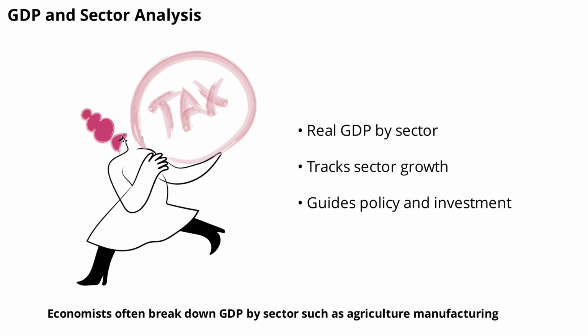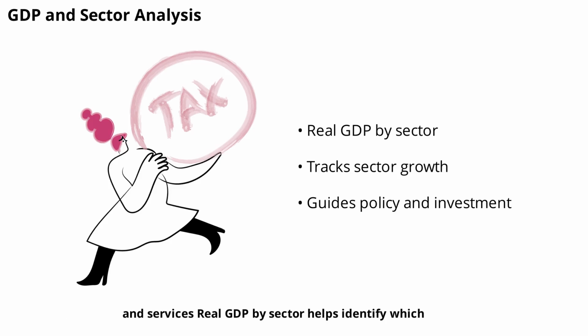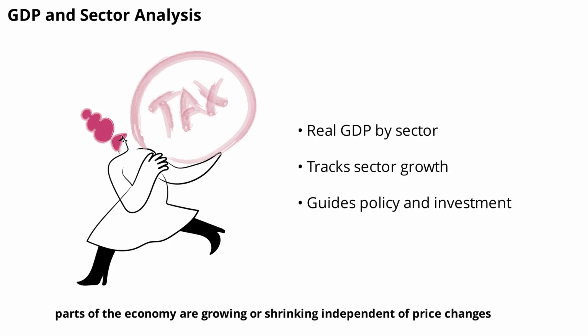Economists often break down GDP by sector, such as agriculture, manufacturing, and services. Real GDP by sector helps identify which parts of the economy are growing or shrinking, independent of price changes. This information is valuable for targeted policy and investment decisions.